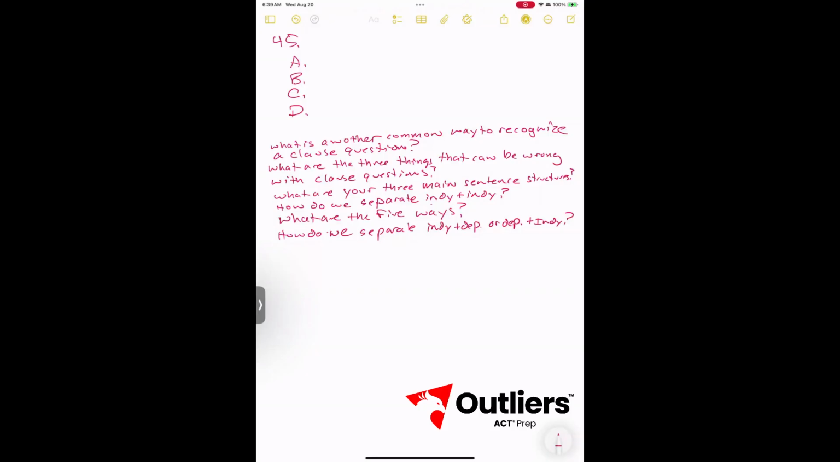What are your 3 main sentence structures? Independent plus independent, independent plus dependent, dependent plus independent. How do we separate independent plus independent? The 5 ways. What are the 5 ways? Comma fanboys, period, semicolon, em dash, colon. How do we separate independent plus dependent or dependent plus independent? Comma always. With those in mind, let's go ahead and take a look at number 45.